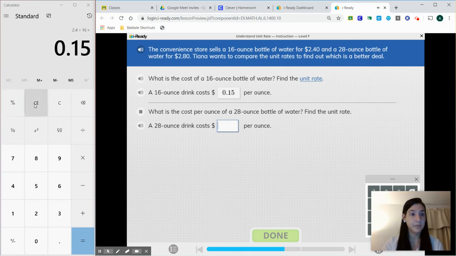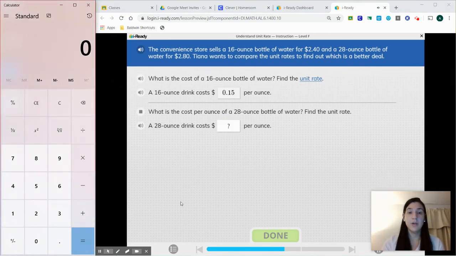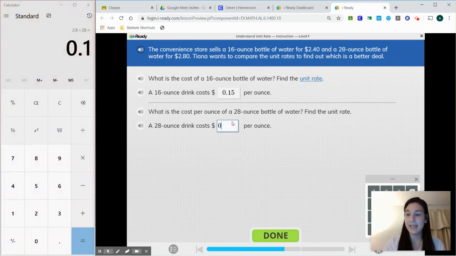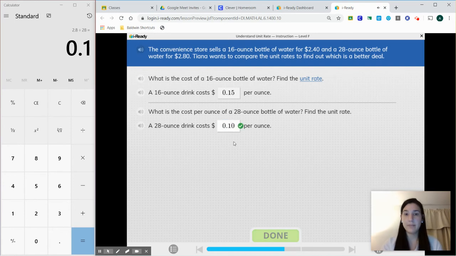What is the per ounce cost of a 28-ounce bottle of water? So now we're going to do the same thing. Find the unit rate. $2.80 divided by our 28 ounces. And we see that it's 10 cents per ounce. Make sure that decimal point is there.